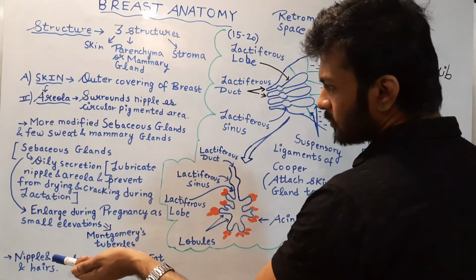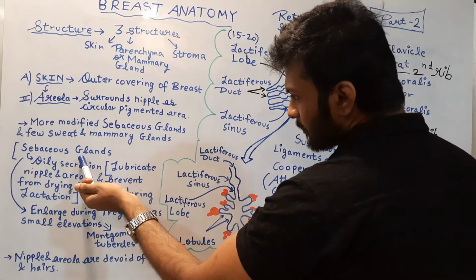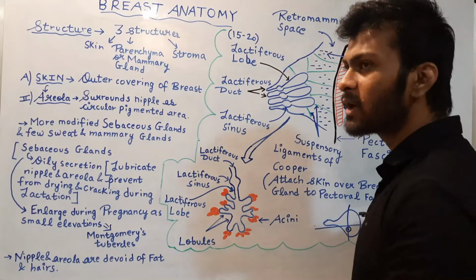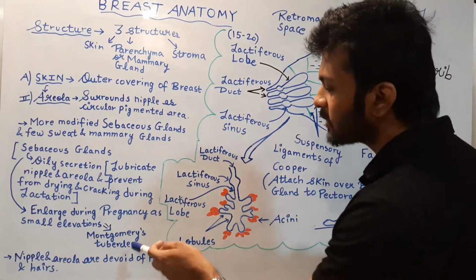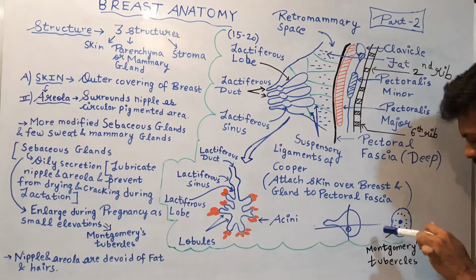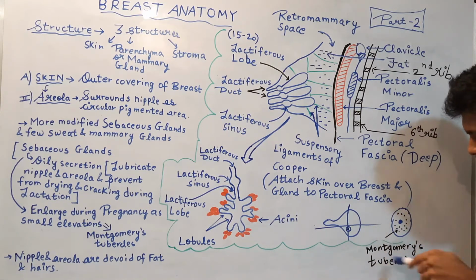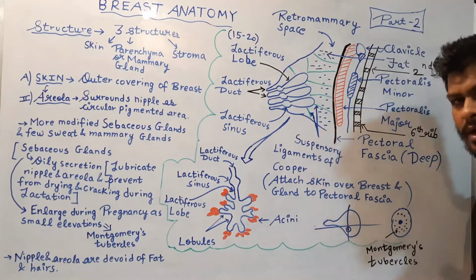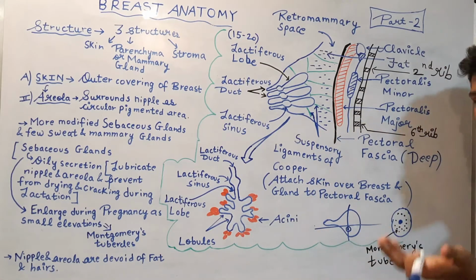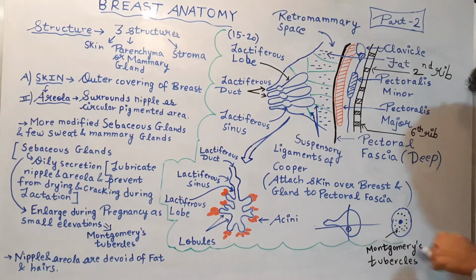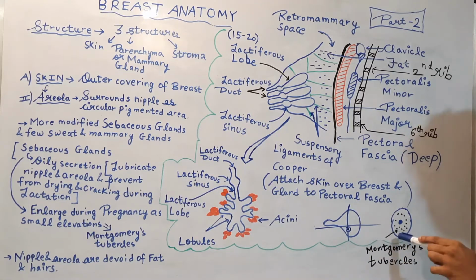The next point is that these modified sebaceous glands will enlarge in size during the pregnancy or lactation as small elevations which are known as Montgomery's tubercles. So I have shown nipple, surrounding the nipple is areola, and inside the areola we can observe that these modified sebaceous glands will become enlarged as small elevations which are known as Montgomery's tubercles. Okay, so I have labeled Montgomery's tubercles over here. So these are small elevations.